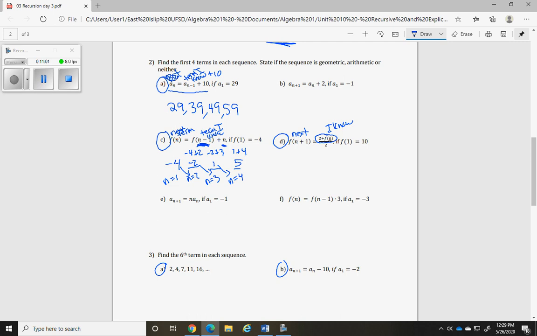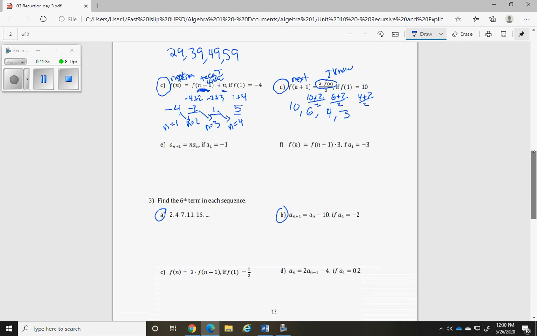So what I know is 10. And to what I know, I add on 2 and then I divide by 2. So 12 divided by 2 is 6. Now I know 6, and I have to add on 2 and then divide by 2. So that's an 8 divided by 2, which is 4. And now I know 4, and I have to add on 2 and then divide by 2. So 6 divided by 2 is 3. So my sequence is 10, 6, 4, 3. And of course it continues, but they only asked me for the first 4.